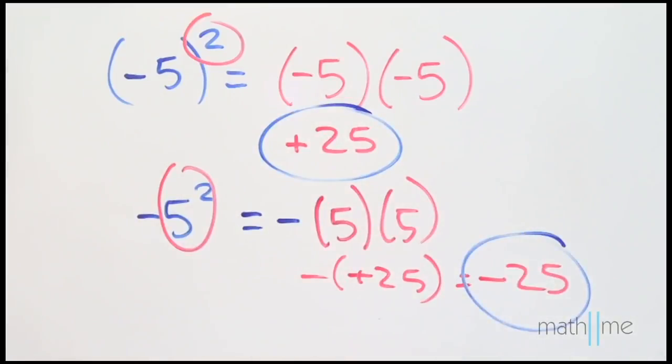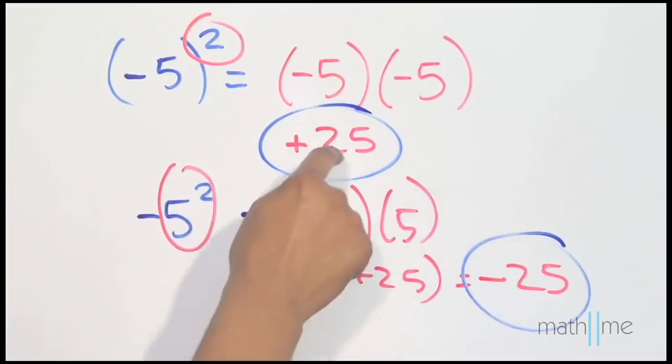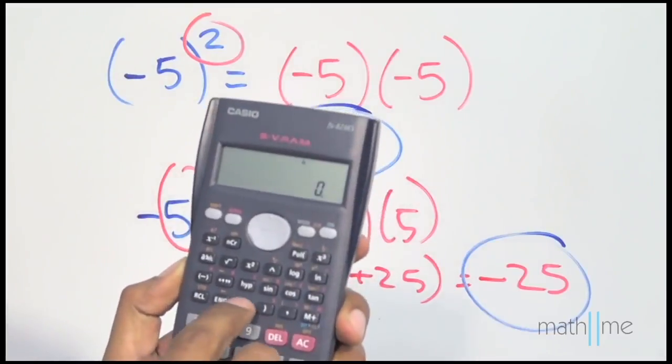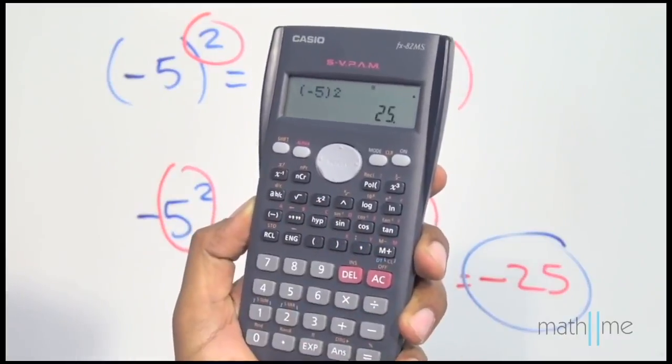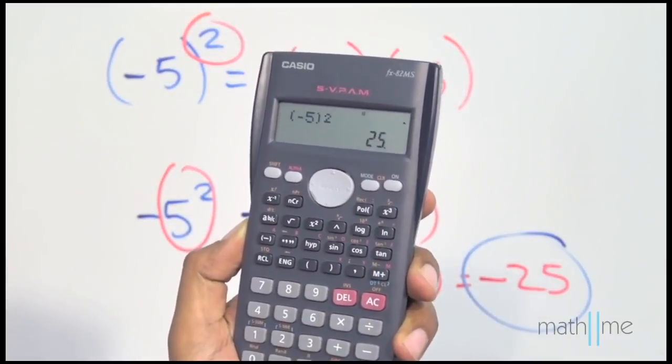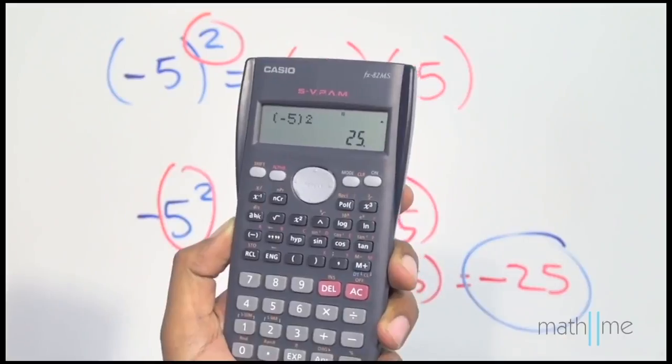In conclusion, to solve correctly an operation with power in any scientific calculator, first use brackets to enter the base, and second, raise to the power. This is how we get plus 25. That is the correct answer.